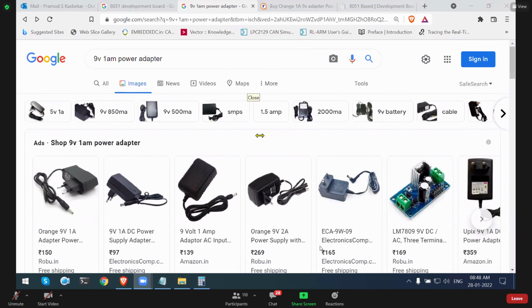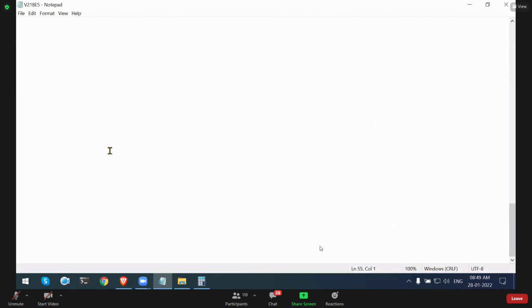Suppose you have a 5 volt 1 ampere adapter, you can directly give it to the microcontroller board. So there is no need to use that 7805 also. Okay, so this is about the crystal circuit.